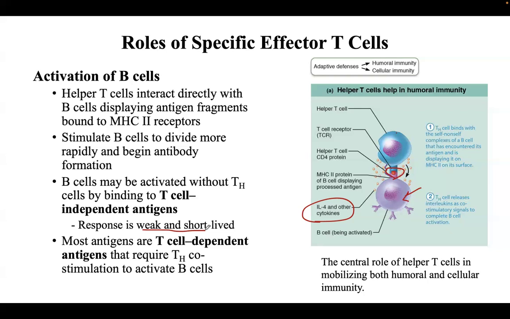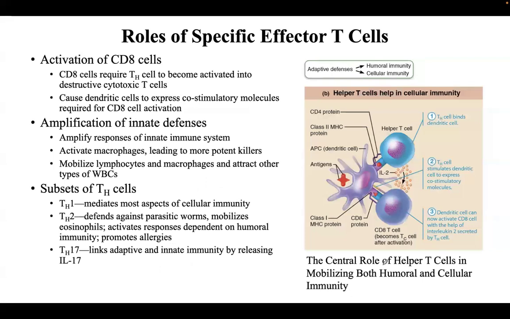This is a very, very important concept to understand: the central role of a helper T cell. That's why it is said that without helper T cells, we will not have a functioning immune system, because a lot of the things will just not function. Now, what does the CD8 do? Well, they are also very important.